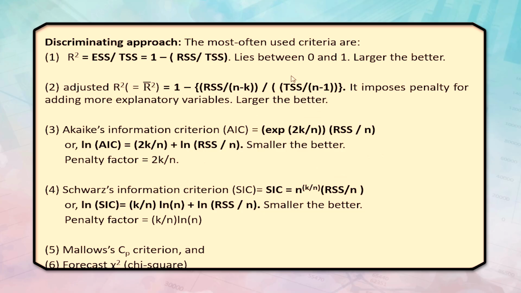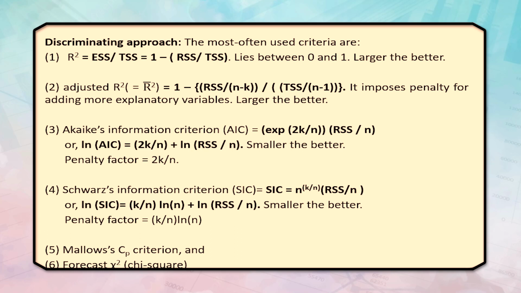First we look at the discriminating approach, and in this approach we have alternative criteria. Two of such criteria we have already studied earlier, namely R square. R square is given by explained sum of squares divided by total sum of squares, which is by definition 1 minus the ratio of residual sum of squares to total sum of squares. As we know from analysis of variance, R square lies between 0 and 1, and the larger the value of R square, the better the model is in terms of goodness of fit.